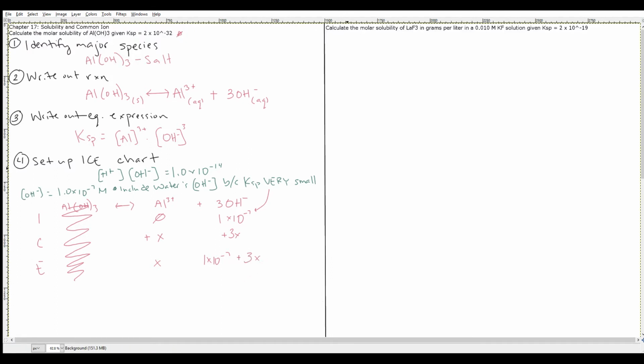So then we'll move on to our step 5. We're almost done with this one. Plug into equilibrium expression. Okay, so x times 1 times 10 to the negative 7 plus 3x cubed is equal to our given Ksp, which is super small.